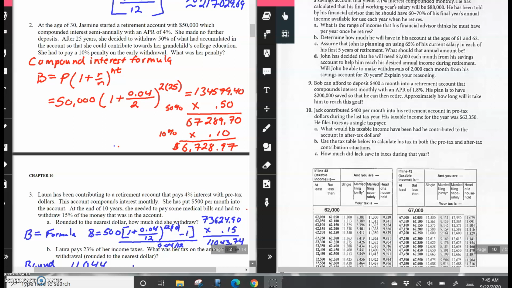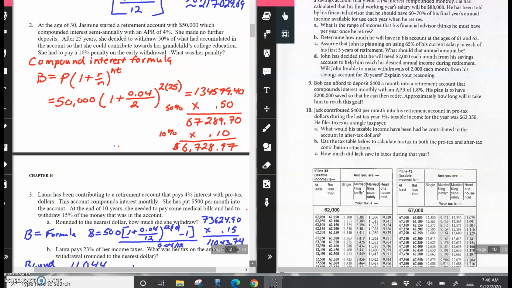All right, so we're going to use our formula again here. This is the compound interest formula, which is part of the formula. So again, you can refer to your notes here. Initial deposit of $50,000. 1 plus 4% as a decimal is 0.04. Compounded semi-annually, so twice a year. Raise it to 2 times 25 years. So it says after 25 years. You work that out, you get $134,579.40. She decided to draw 50% of that, so cut that in half, so multiply it by 0.50.